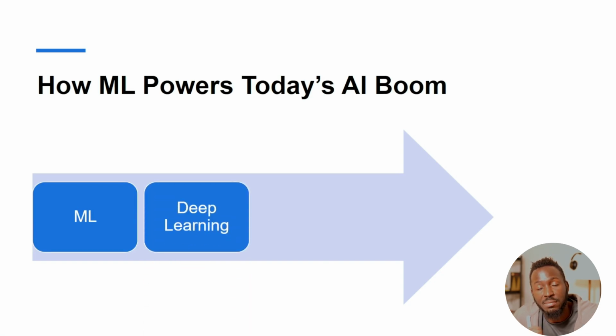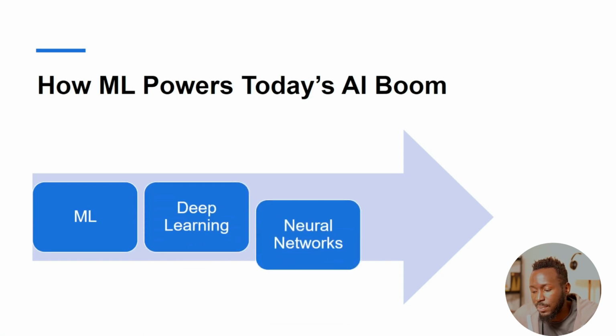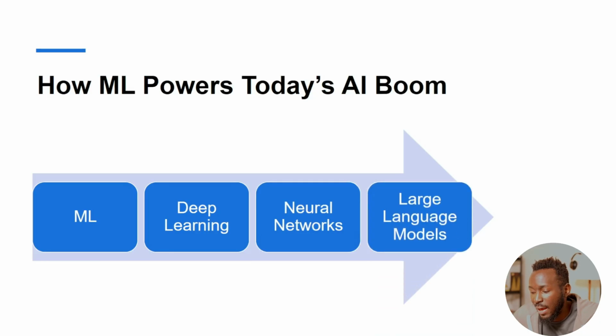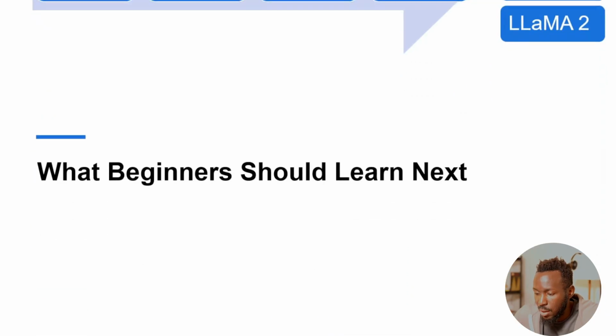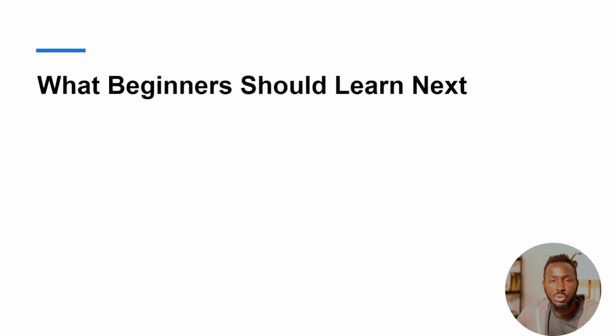In machine learning we have deep learning, where we have the neural networks, and then we get the large language models, like the one you know, ChatGPT. Examples of large language models are ChatGPT, Gemini, Claude, and Llama 2. As we finish here, what should you as a beginner learn next, now that you get the overall picture? I've told you it's all about training machines using data to help with prediction, to help build those AI tools that we're using every single day.